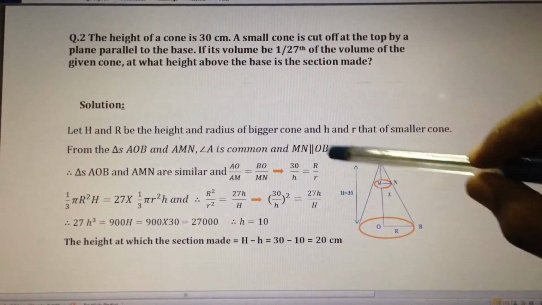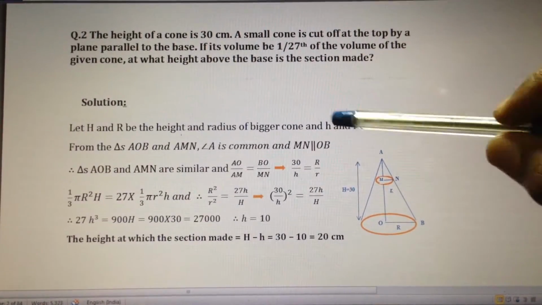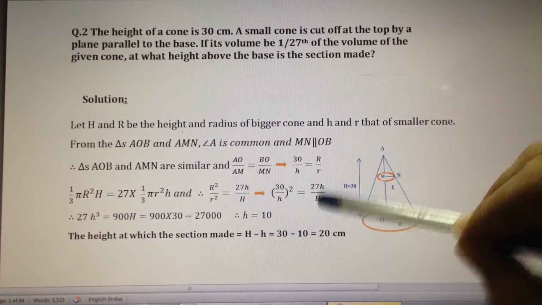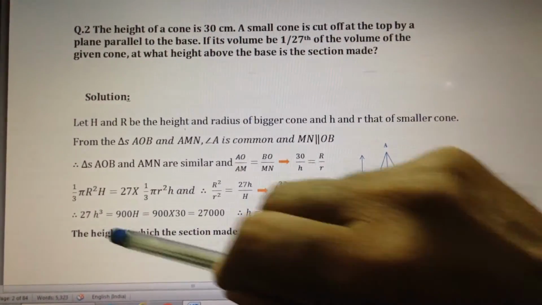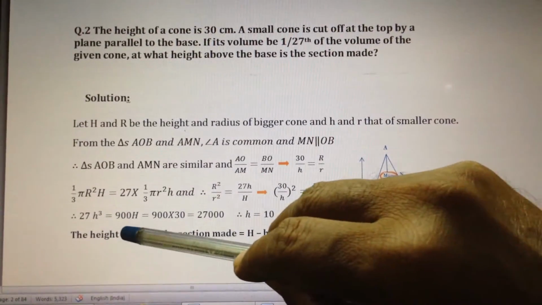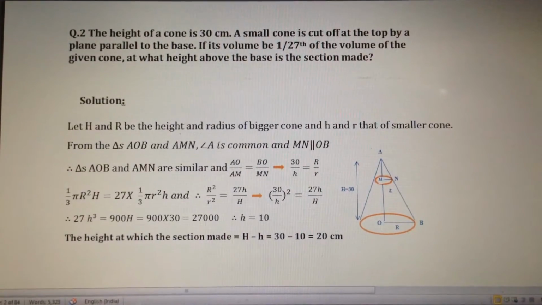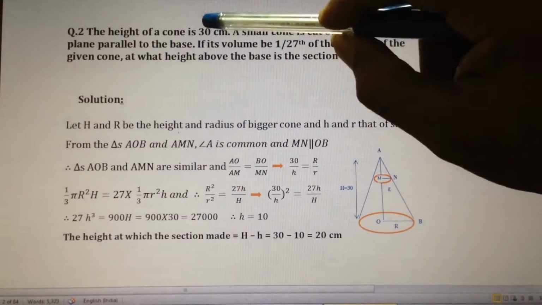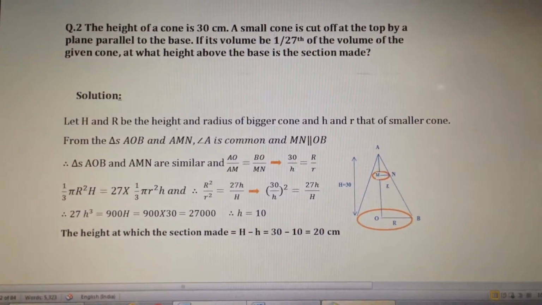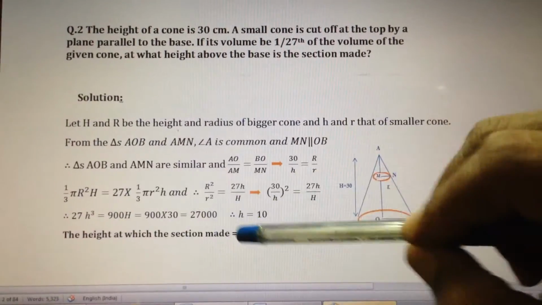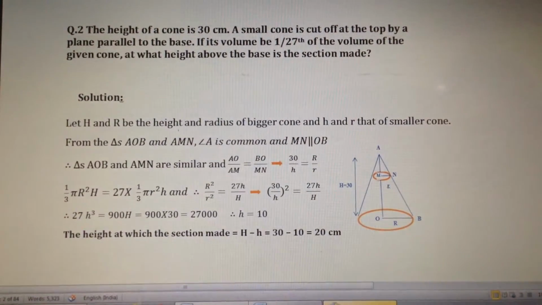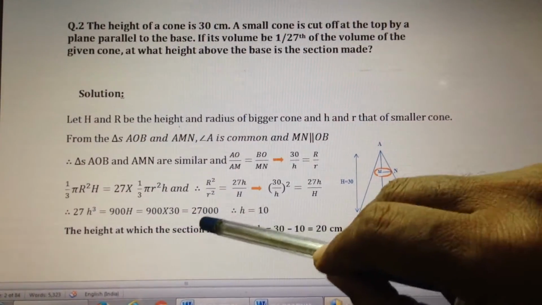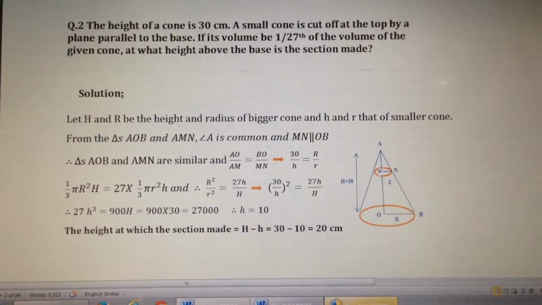We know the value of R by r, which is 30 by h. Let us substitute that value here. So (30 by h) whole square is equal to 27h by H. Therefore, 27h cube is equal to 900H. And the value of capital H is 30 centimeters, as given in the problem. That means 900 into 30, which is equal to 27,000. h cube is equal to 1000 and h is equal to 10 centimeters.